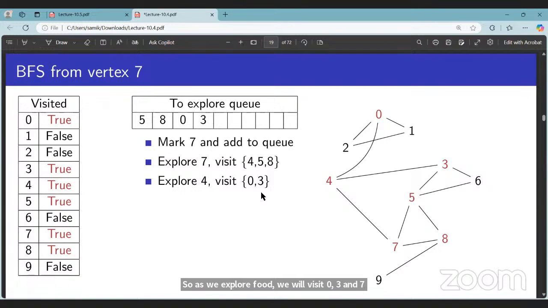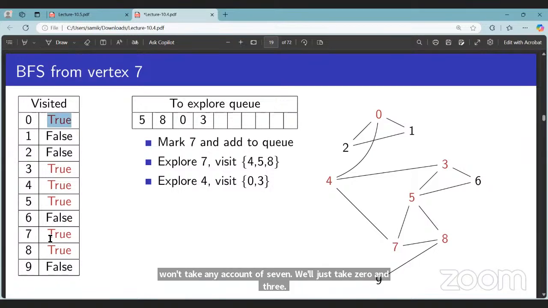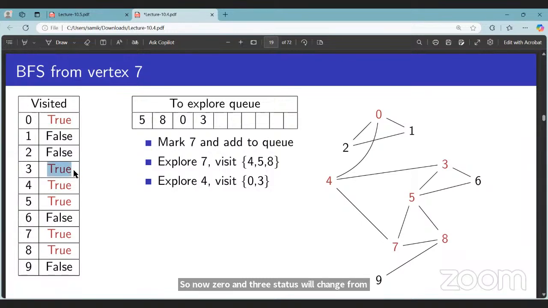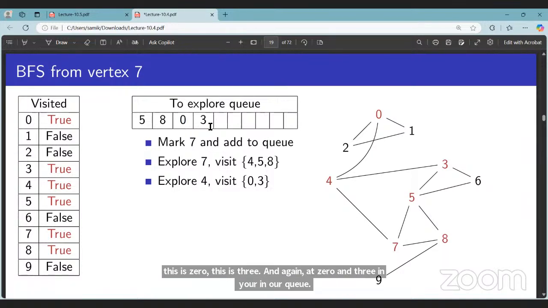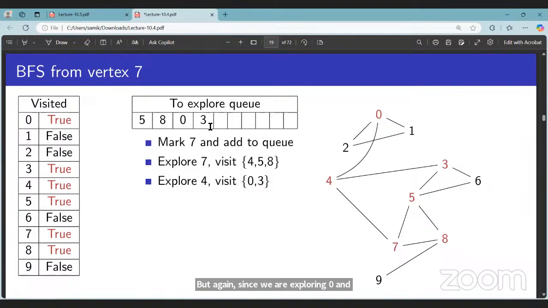As we explore 4, we will visit 0, 3 and 7. But 7 is already visited, so we won't take any account of 7. We'll just take 0 and 3. Now the status of 0 and 3 will change from false to true. So this is 0, this is 3, and we add 0 and 3 into our queue. Since we are exploring 0 and 3 in one glance, it is okay if you write 0, 3 or 3, 0. But because of our convention that we write the least number first and then the largest one, we are writing 0, 3.